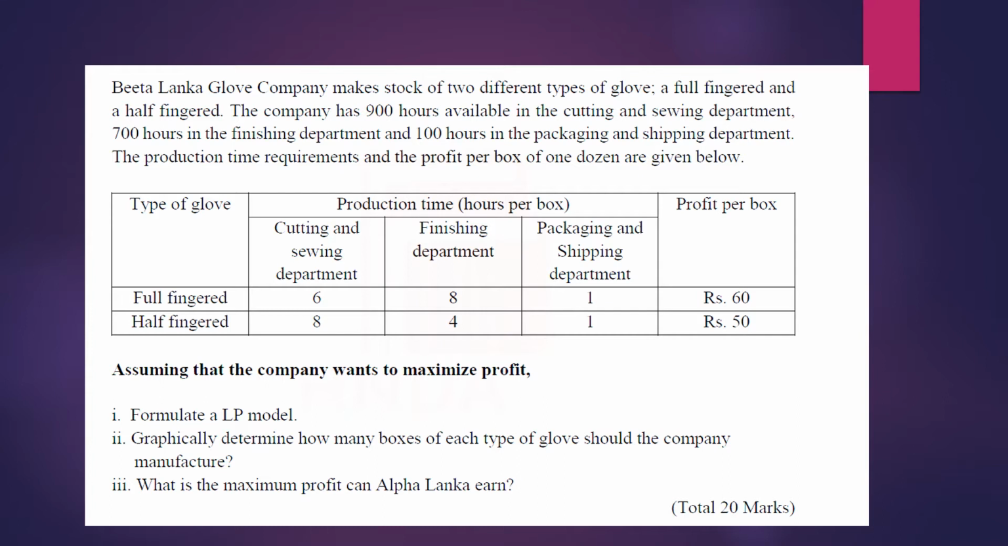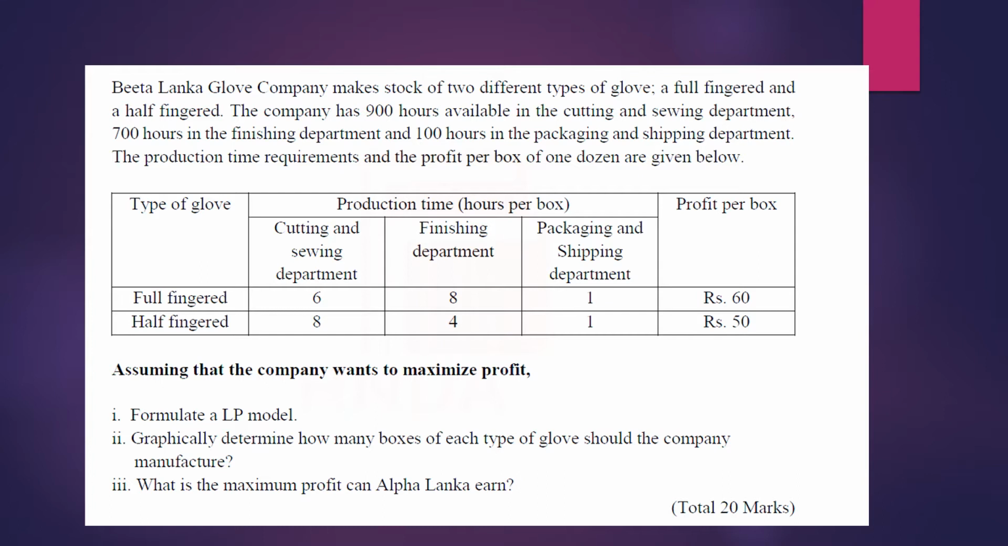Here, the Beta Lanka Glove Company makes two different types of gloves. A fully fingered one, which is used in most surgical cases, and a half-fingered one. Most of the time, cyclists use this one. The company has 900 hours available in the cutting and sewing department, 700 in the finishing department, and 100 in the packing and shipping department. The production time requirement and the profit per box of 1 dozen are given below. You have to remember each box contains 1 dozen gloves.